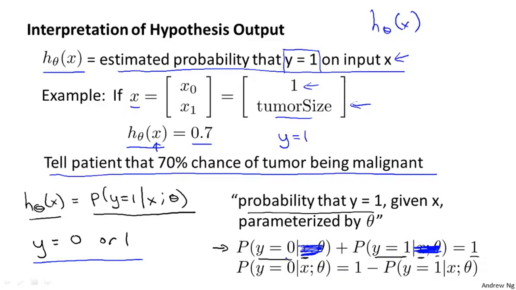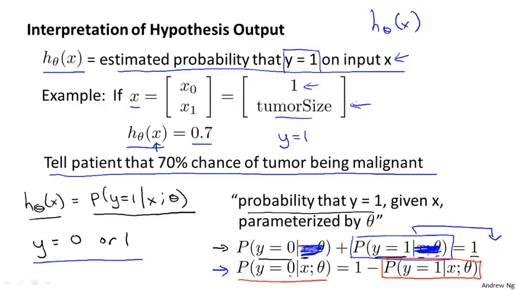And so the chance of y being equal to 0 plus the chance that y is 1, those two must add up to 1. And so if you just take this term and move it to the right-hand side, then you end up with this equation. It says probability of y equals 0 is 1 minus probability of y equals 1. And thus, if our hypothesis h of x gives us that term, you can therefore quite simply compute the estimated probability that y is equal to 0 as well.